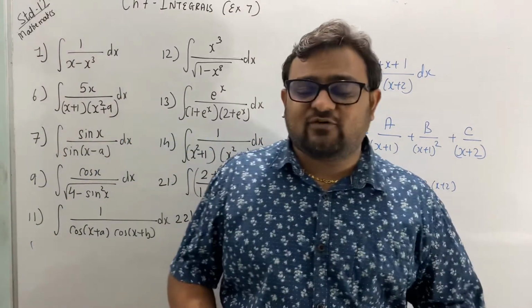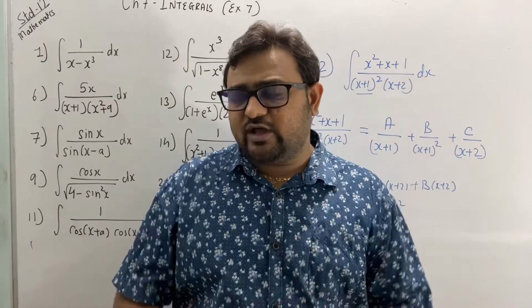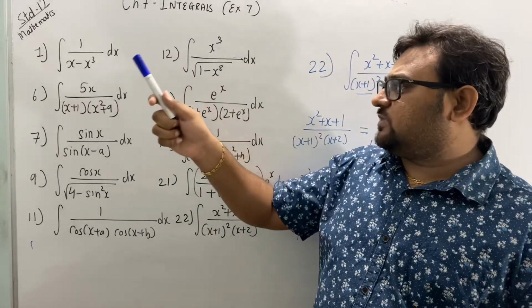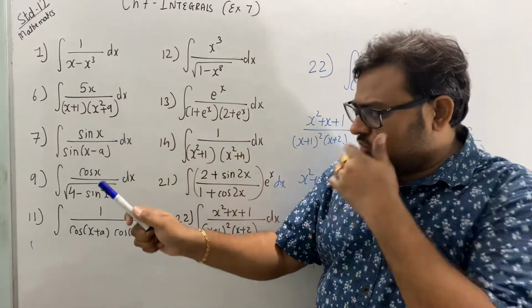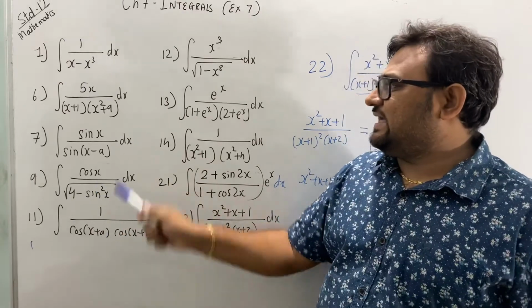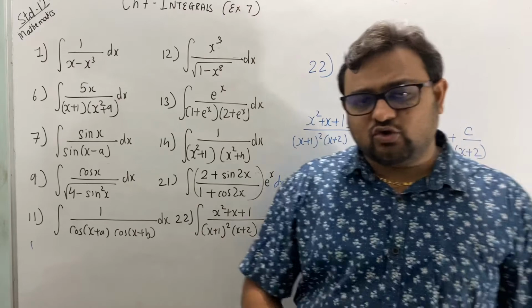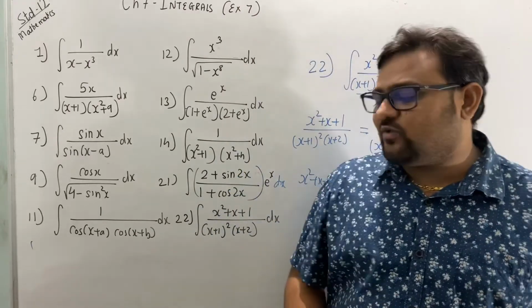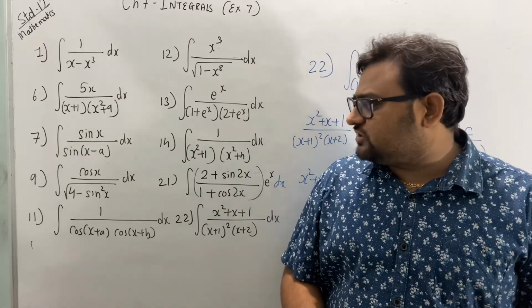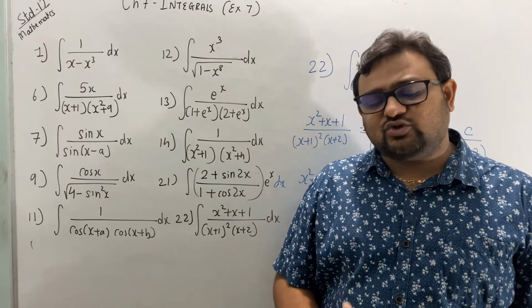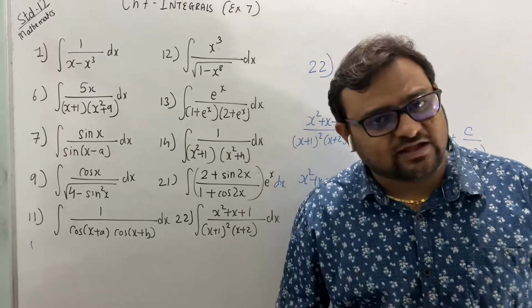Okay? So that's it for today. Today you have to solve questions number 1, 6, 7, 9, 11, 12, 13, 14, 21, and 22. For these sums, I have already given you hints for all these questions. Right? So you have to try it by yourself.